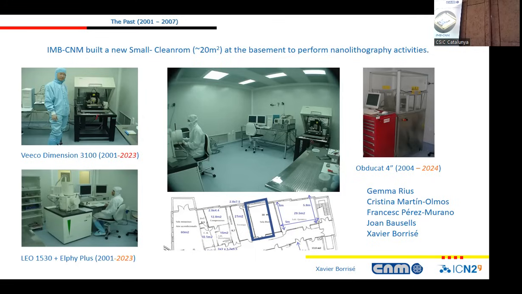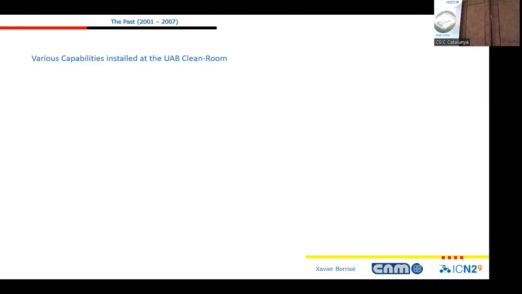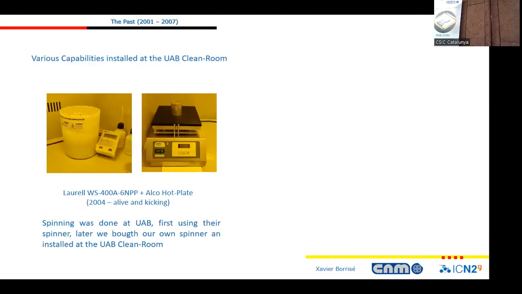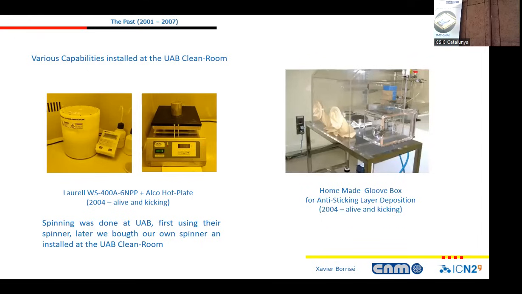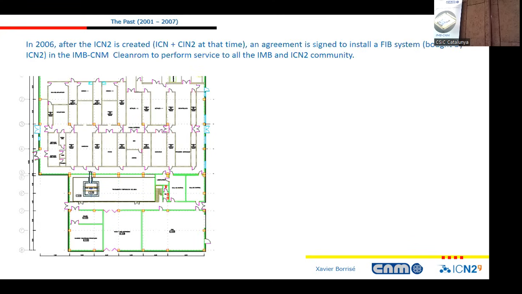And at that time, we were not allowed to go to the clean room to do that, and we had to go to the UAB. There, finally, we bought a spinner and a hot plate, and even a glove box for the anti-sticking layer deposition. All this was at the UAB, so we went there, we spin coated, and we came here, we exposed, and then we went there and developed it. Okay, but it was funny times.